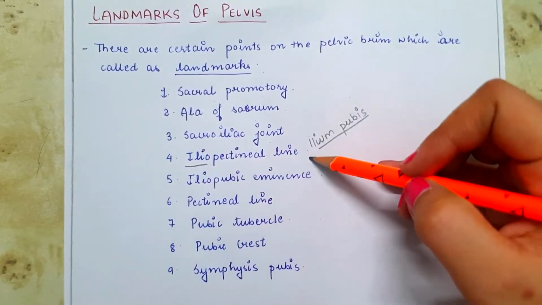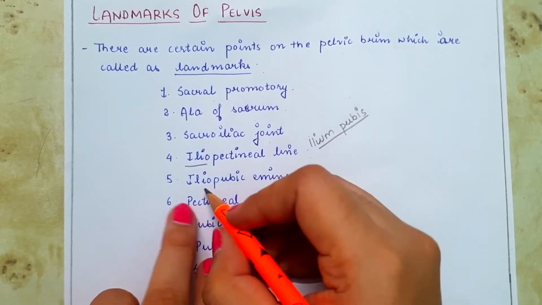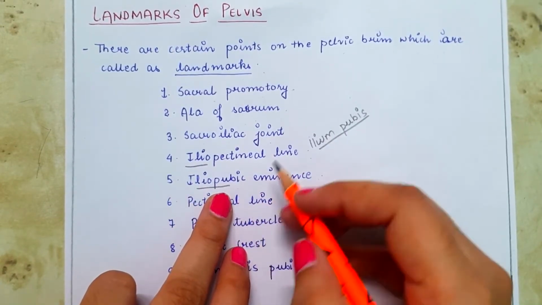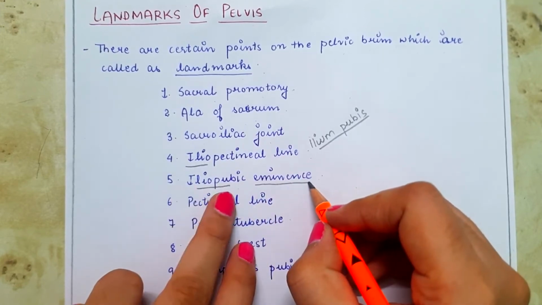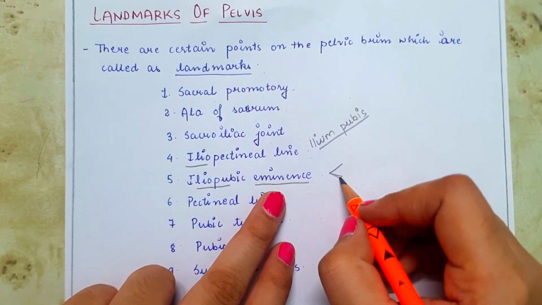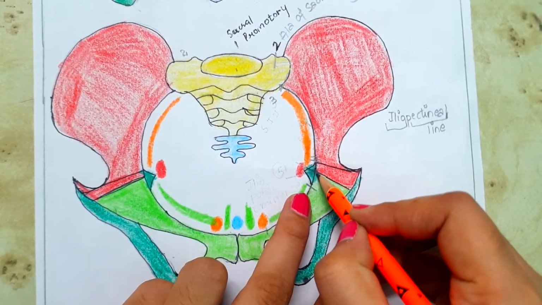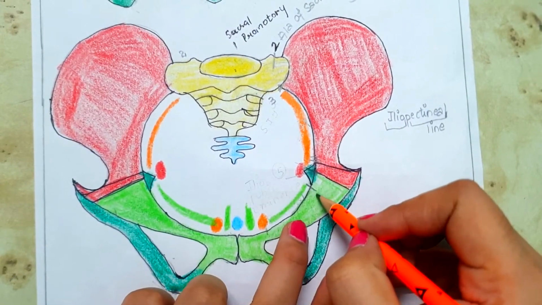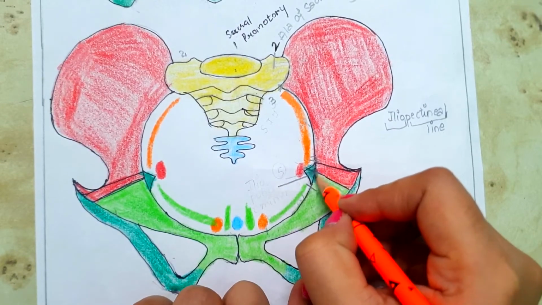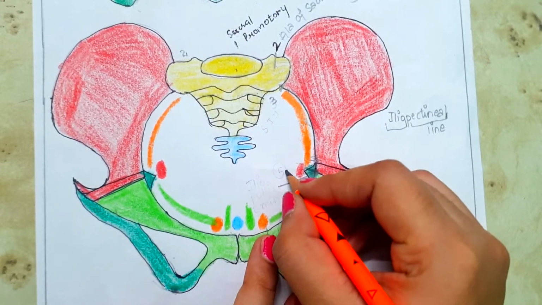After the iliopectineal line, the next landmark is the iliopubic eminence. Where the ilium and pubis meet, that point is known as the iliopubic eminence, as this point is slightly protruded or bulged. Here you can see at this point the pubis meets with the ilium. So this point is known as the iliopubic eminence, and this is the fifth landmark.